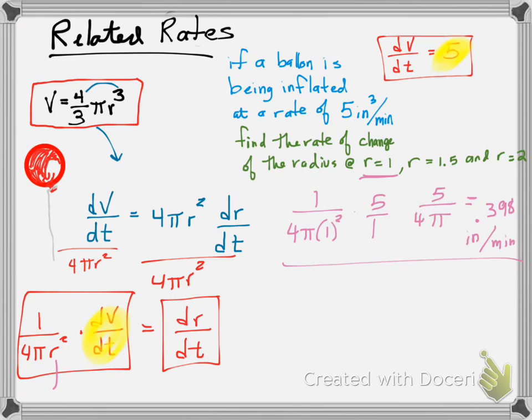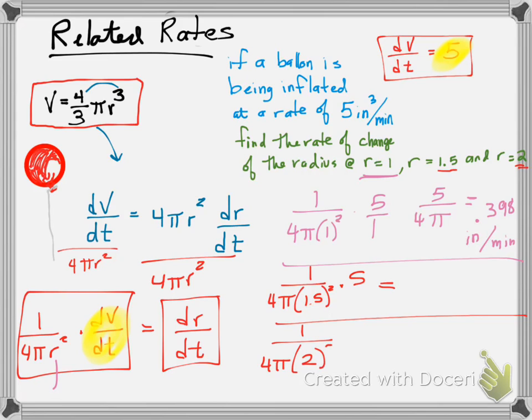All I have to do then for the other radii is just plug in the values. So if I just did 1 over 4 pi times 1.5 squared times 5, and then the last one would be 1 over 4 pi times 2 squared times 5, and I'll get my decimals out. Okay, so I just typed those into a calculator, and I got 1.77 inches per minute and 0.099 inches per minute.